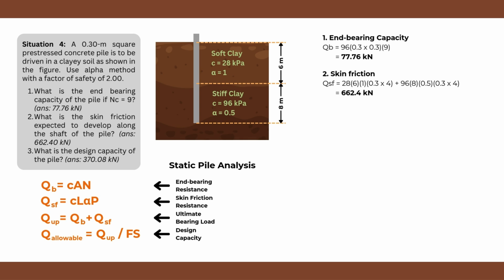Since nakuha na natin both end bearing and skin friction resistance, add na lang natin both para makuha yung ultimate bearing capacity. And given na yung factor of safety natin is a value of 2, divide na lang natin si ultimate capacity by this value, then makukuha na natin yung answer for number 3, which is a design capacity of 370.08 kilonewtons. So, ganun lang siya kabilis. That concludes this episode's situation.